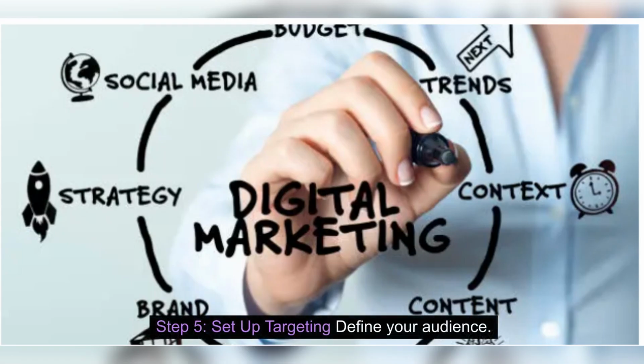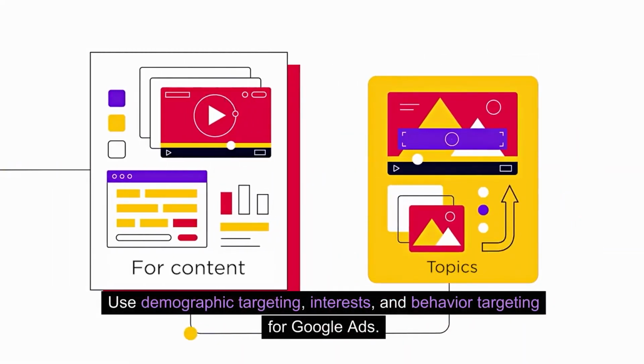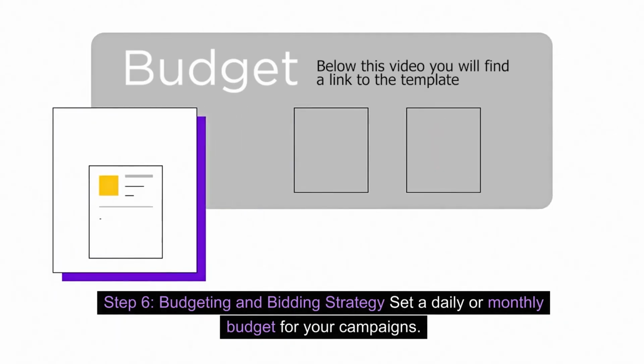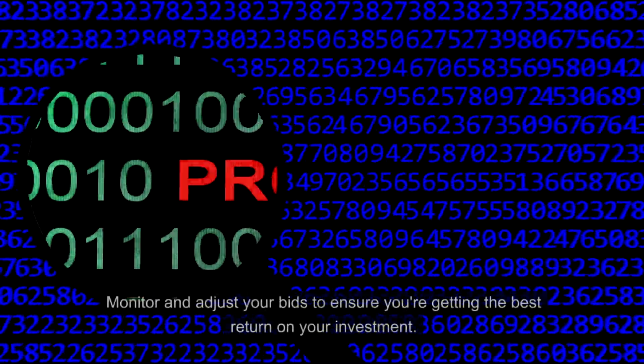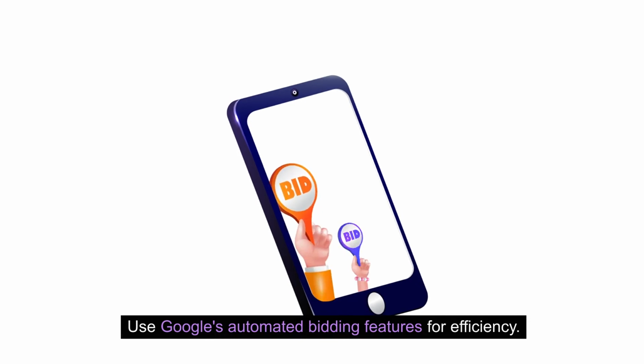Step 5. Set up targeting. Define your audience. Use demographic targeting, interests, and behavior targeting for Google Ads. On YouTube, consider targeting based on interests, demographics, and video placements. Step 6. Budgeting and bidding strategy. Set a daily or monthly budget for your campaigns. Monitor and adjust your bids to ensure you're getting the best return on your investment. Use Google's automated bidding features for efficiency.